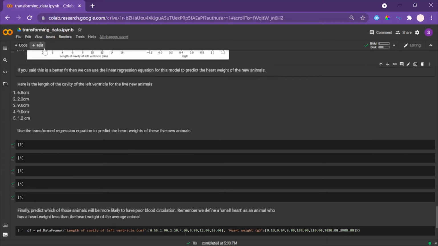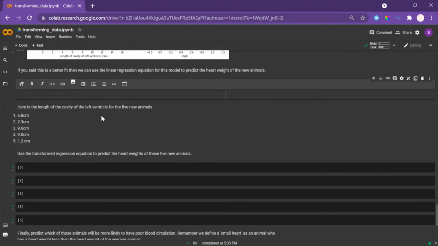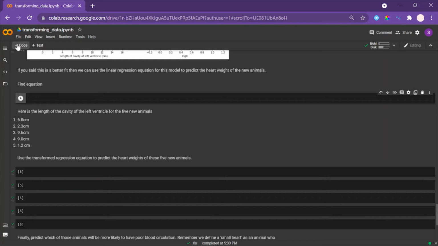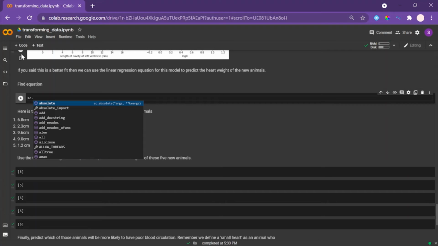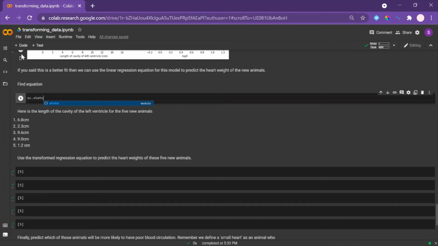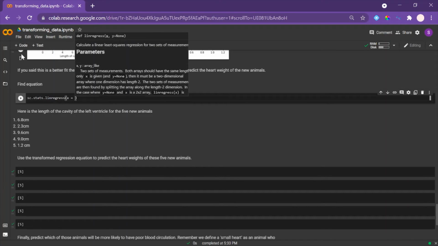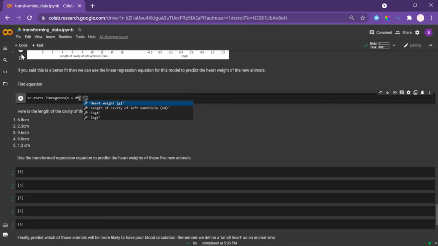So I'm actually going to go here, make a new section. I'm going to say find equation. Okay, and the way we're going to do this is by using SciPy. So we're going to do sc.stats, and we're going to use this linregress function, and we're going to set our x equal to data frame. What is our x? Okay, our log x, and then we're going to have our y equal to our log y.